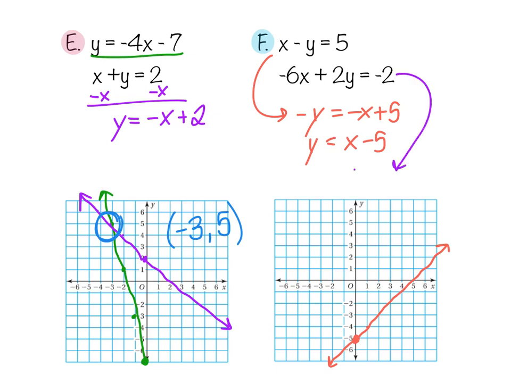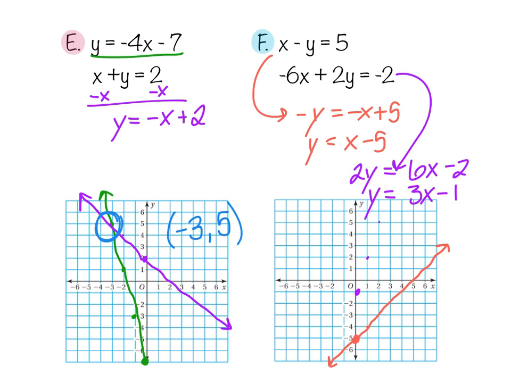So first thing we would do is move the negative 6x to the other side, write it as a positive 6x minus 2. And then we're going to divide everything by 2. Y equals 3x minus 1. Everything gets divided by 2.